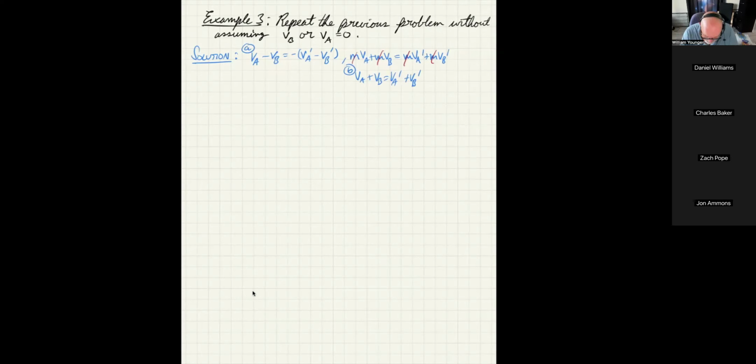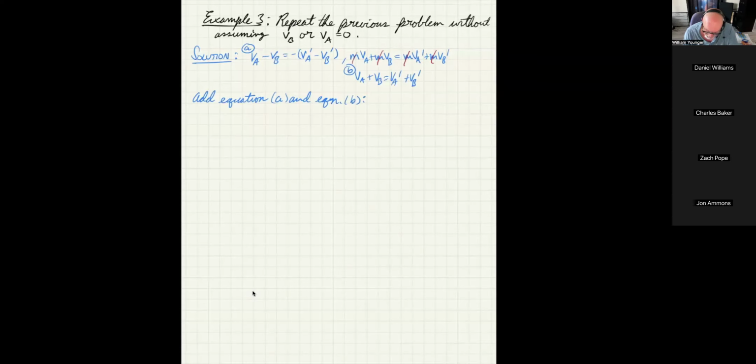So let's actually add the two equations. So add equation A and equation B. This will be my abbreviation for equation, by the way, EQN B.